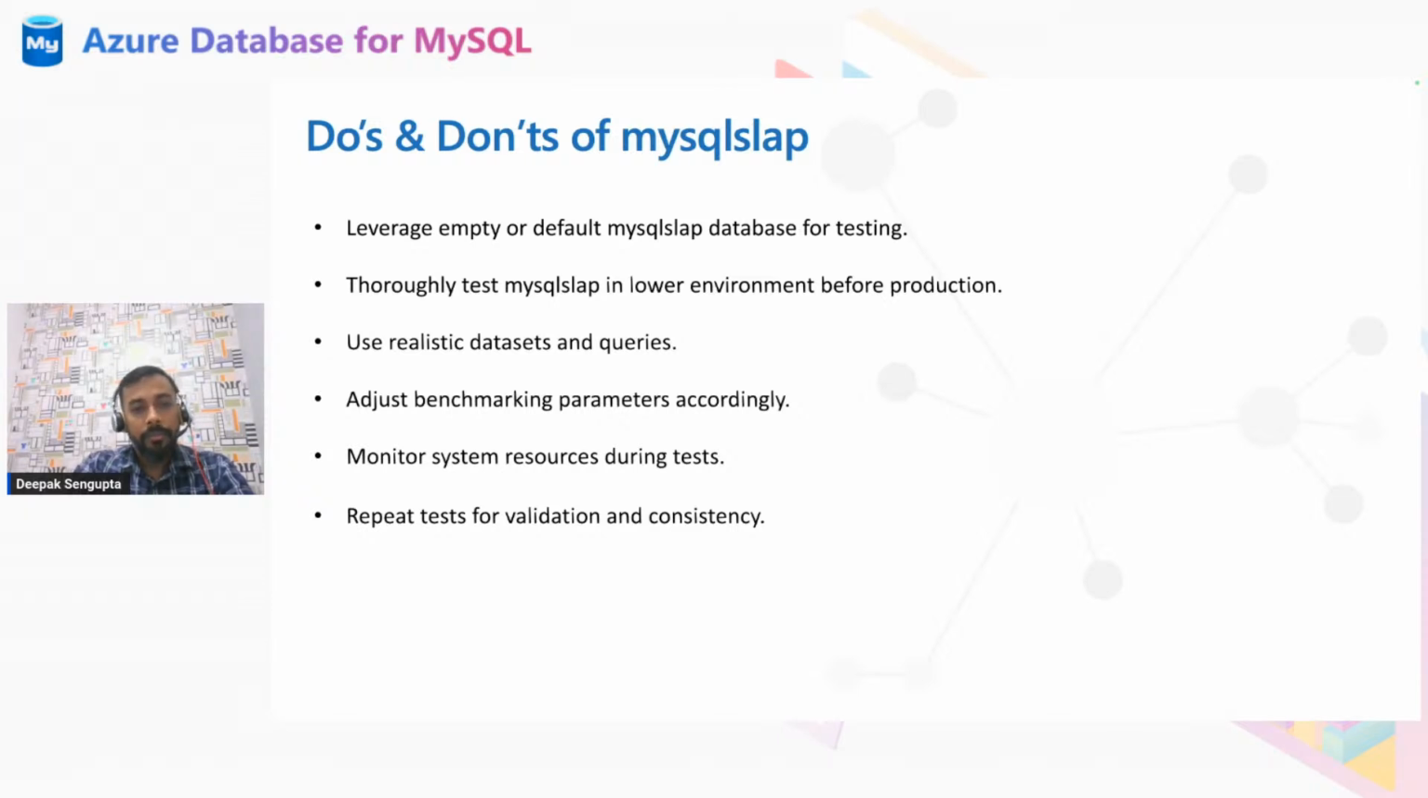Adjust benchmarking parameters accordingly. This point is kind of similar to the previous point. With respect to parameters, if you know that this particular table will be accessed by 1,000 users, then in that case, if you want to perform a benchmarking test, ensure that the concurrency parameter is set to 1,000, and similarly for the other parameters as well.